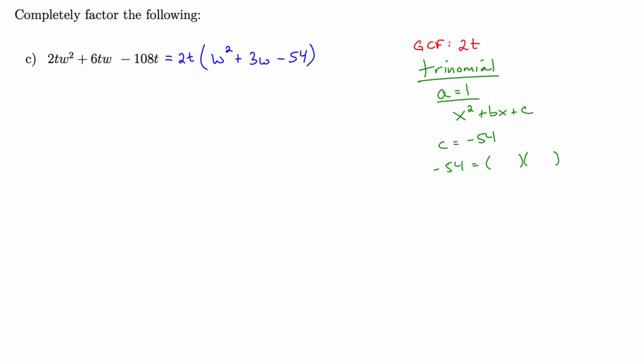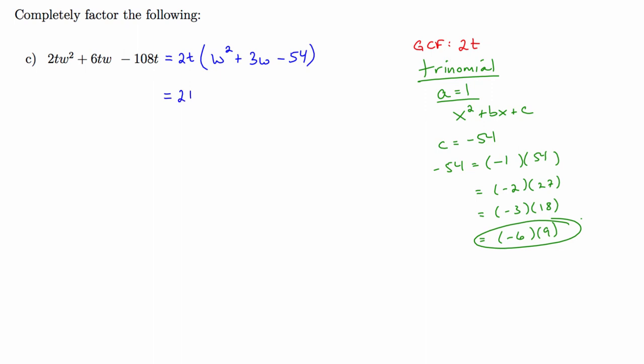So things that multiply to make negative 54, negative 1 and 54, but that doesn't add up to make 3. Negative 2 and 27 also does not add up to make 3. Negative 3 and 18 adds up to make 15, which is not what we're looking for. Negative 6 and positive 9. Negative 6 and positive 9 multiplies to make negative 54, adds to make positive 3. So we can now factor that trinomial.